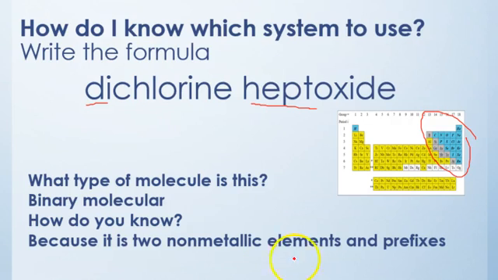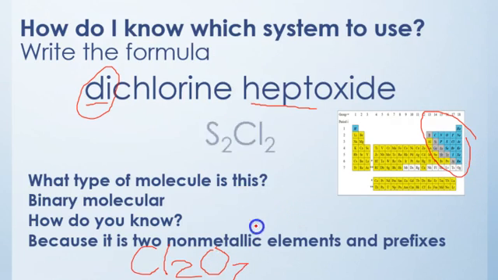So to write the formula for this, I write the symbol for the element they gave me, Cl. I utilize the prefix system, 2, and oxygen is the O. I utilize the prefix system, and then, oh, this is going to have a typo. Hepta is 7, so this is a typo. Please disregard that and make it a 7 in your mind. Okay, that's a 7.